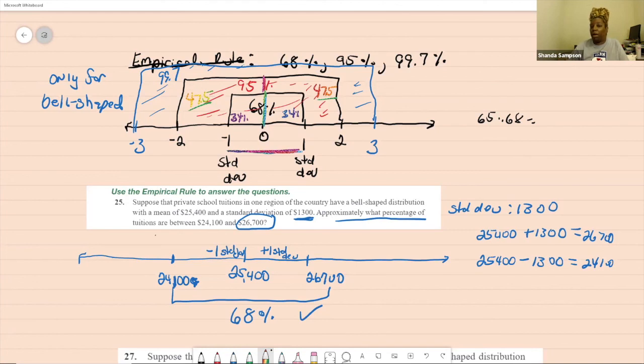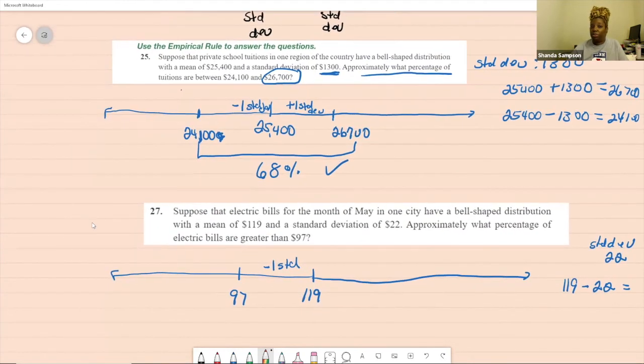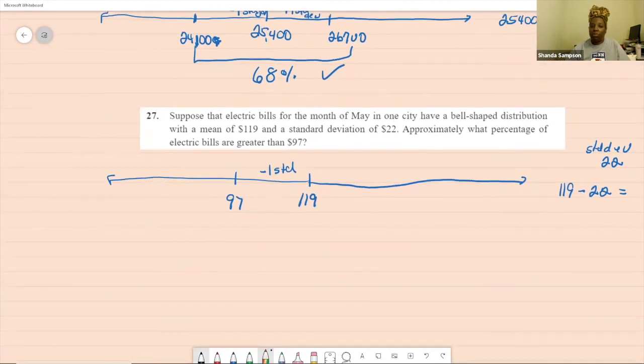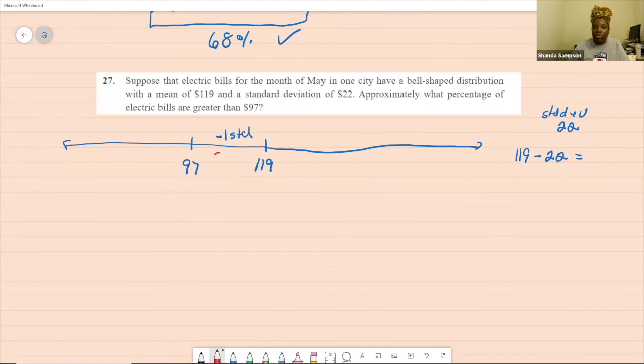But remember, that's an above and a below thing. Why did I mention that? Because this problem is only talking about below. If you look at the previous problem, it said between 24,100 and 26,700, so that's 68% within that one standard deviation. This one is asking approximately what percentage of your electric bills is greater than 97. So we know that 97 is down here, one standard deviation below. That's going to be 34%, and they're asking what is greater than that.